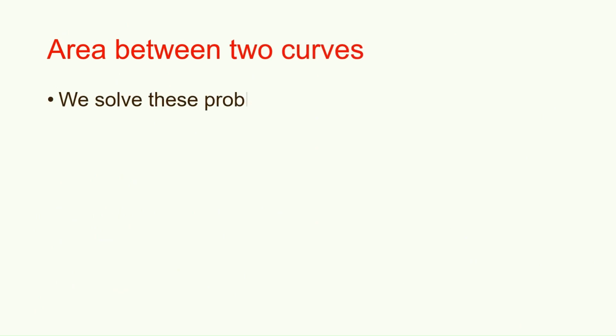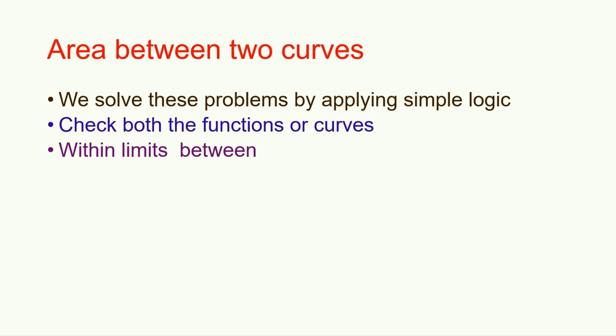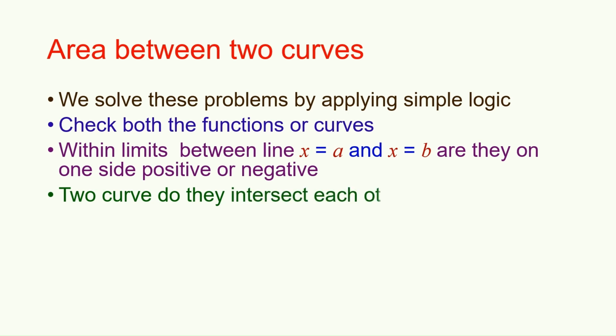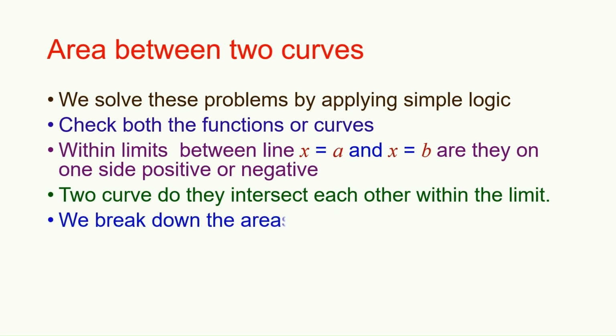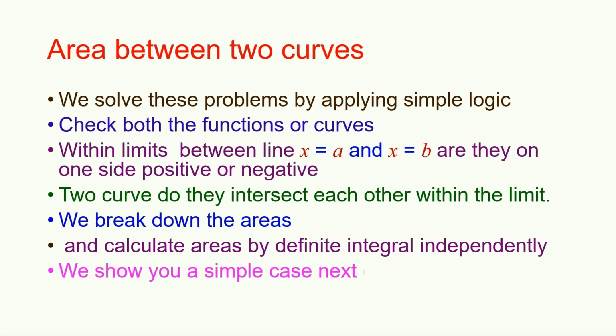Area between two curves. 1. We solve these problems by applying simple logic. 2. Check both the functions or curves. 3. Within limits between line x equals a and x equals b, both functions are on one side, that is positive or negative. 4. Two curves, do they intersect each other within the limit? 5. We break down the areas. 6. And calculate areas by definite integral independently. We show you a simple case next on a graph by animating.